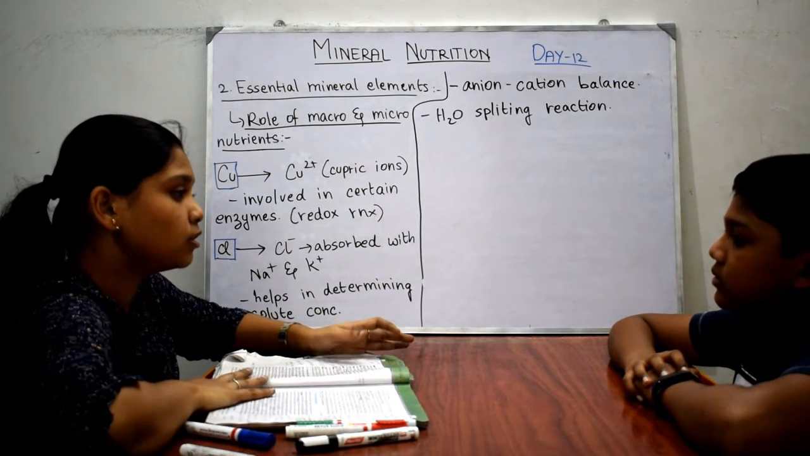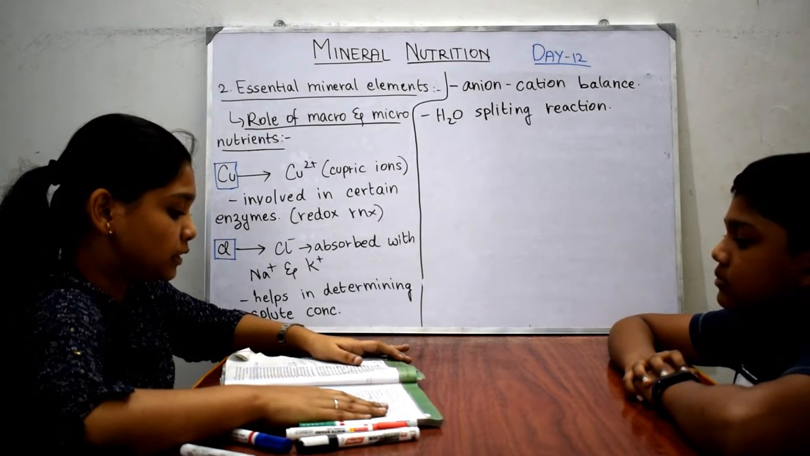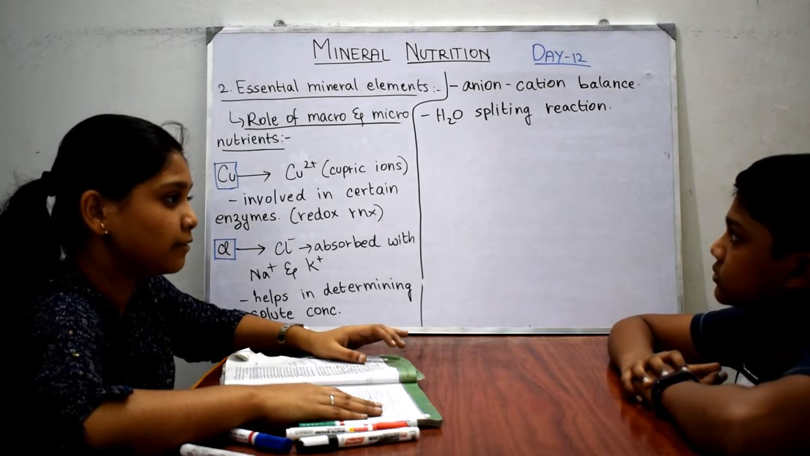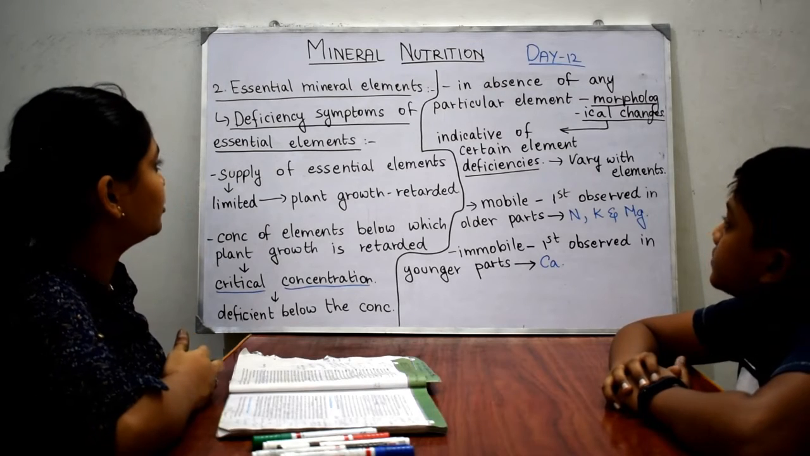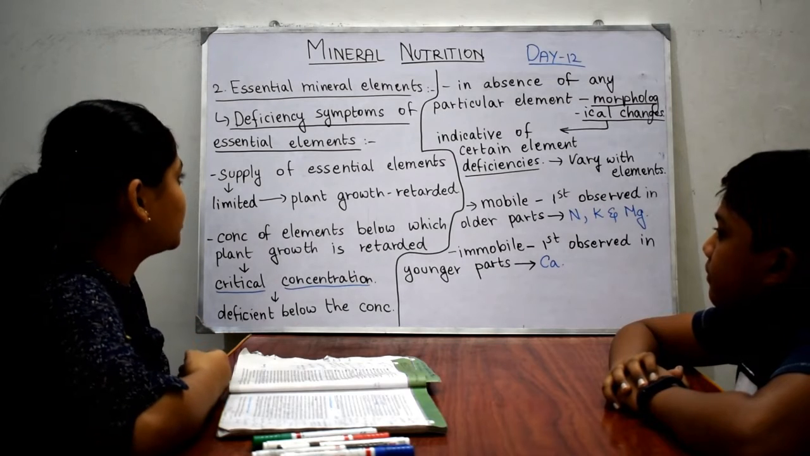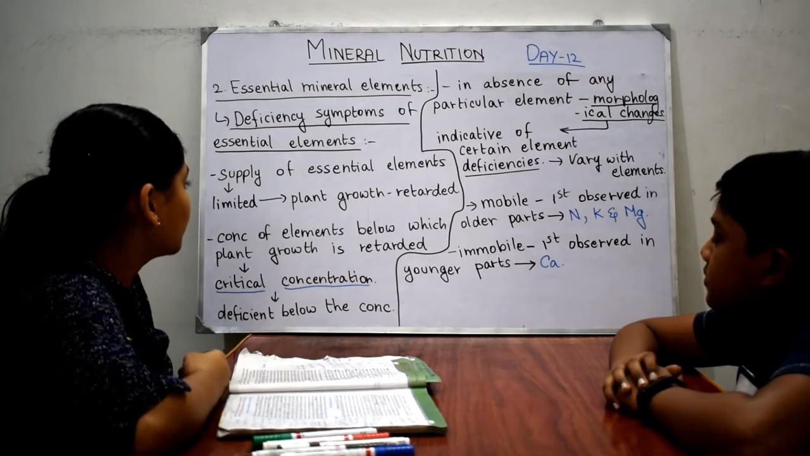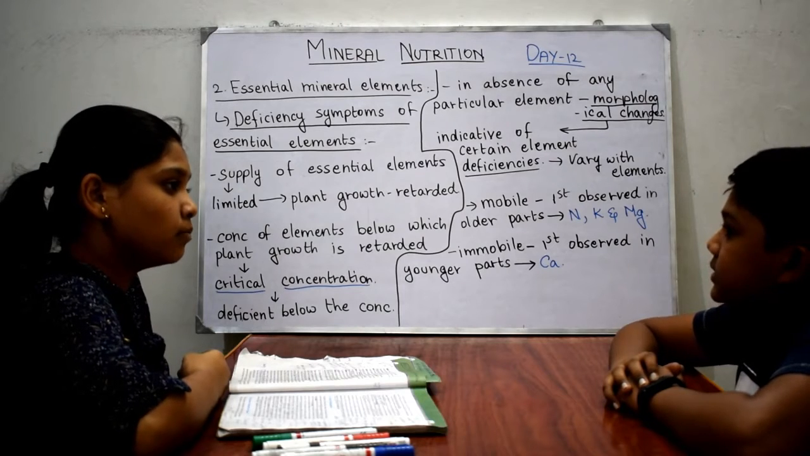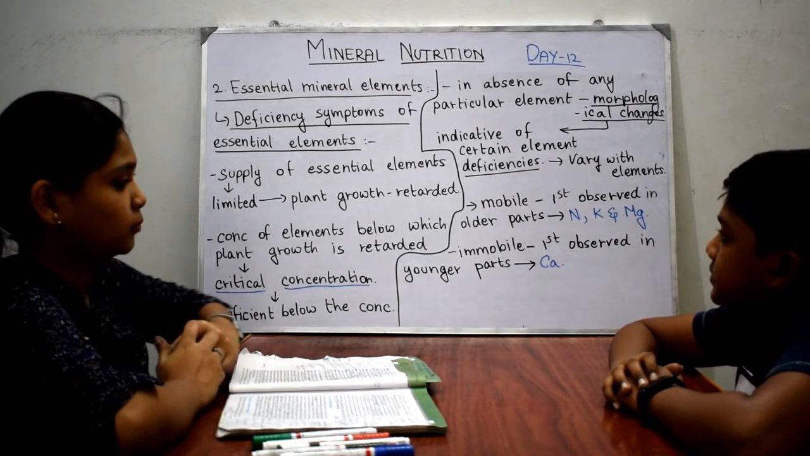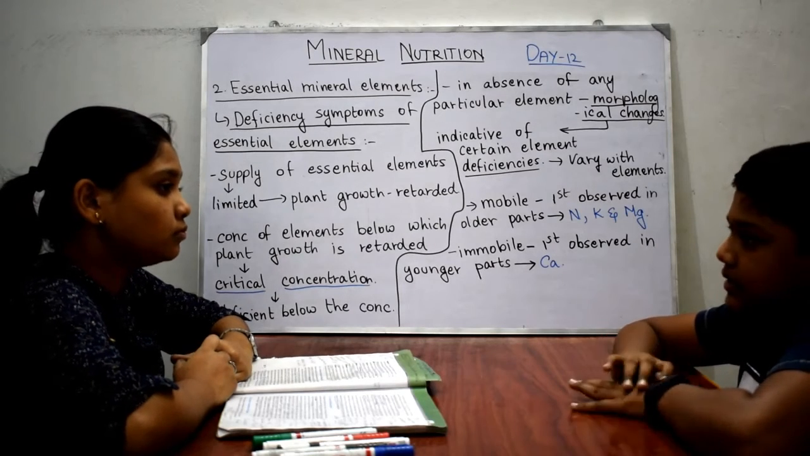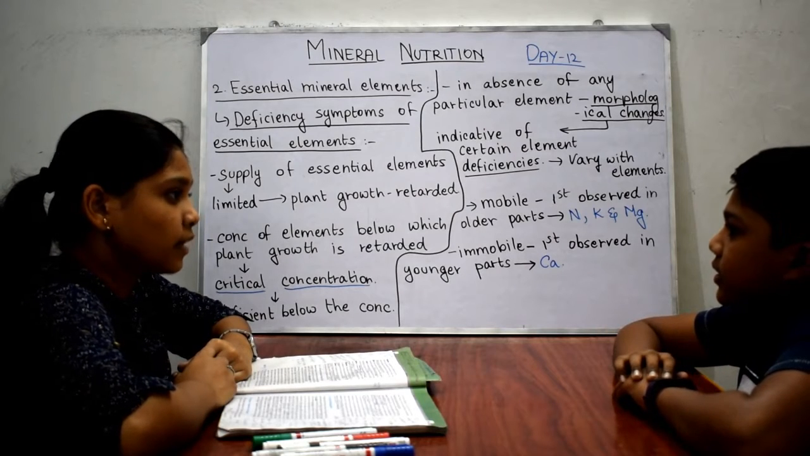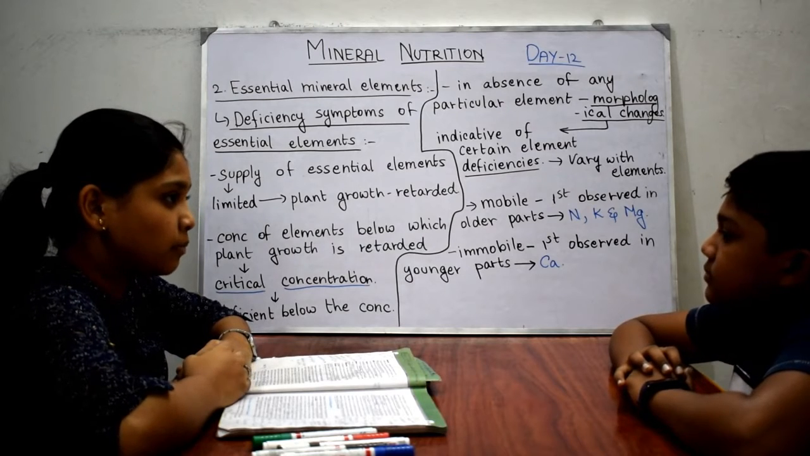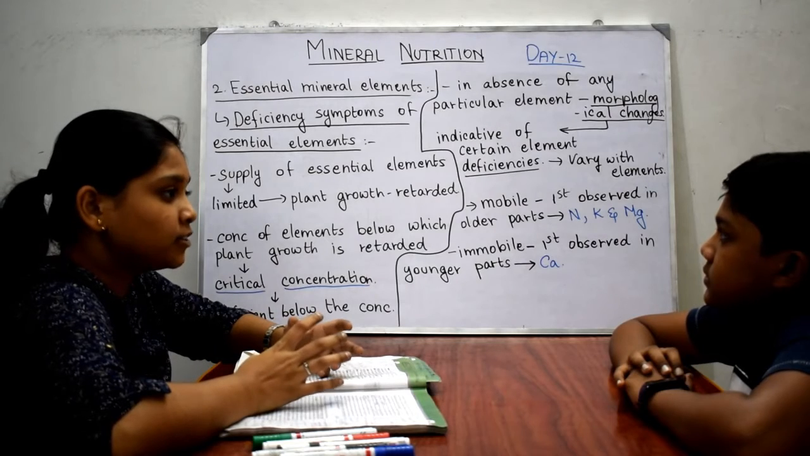Next we go to the third subtopic, which is deficiency symptoms of essential elements. What is deficiency regarding elements in plants? It means the element is required but it is not available. Yes, very good. These deficiency symptoms appear in plants because there are essential elements.